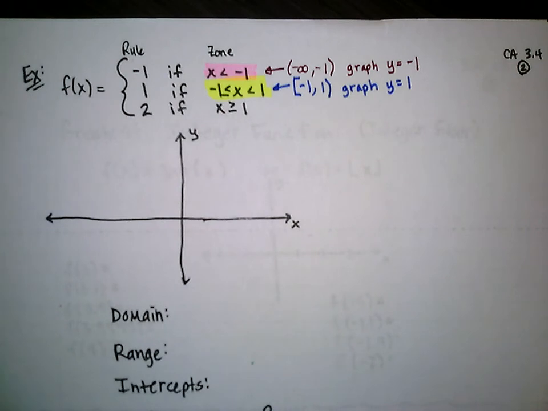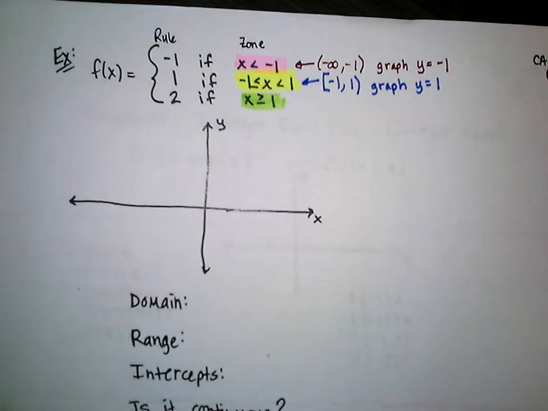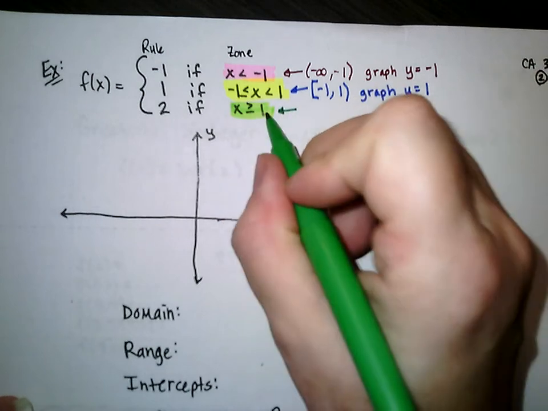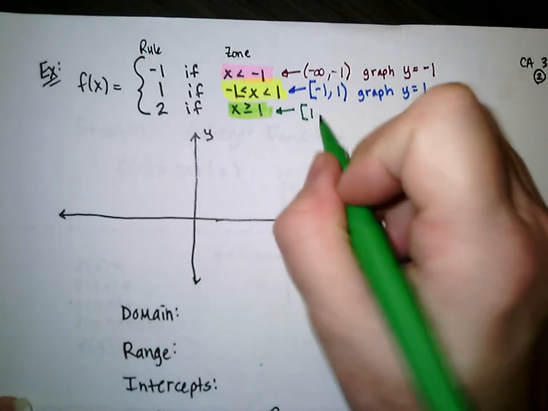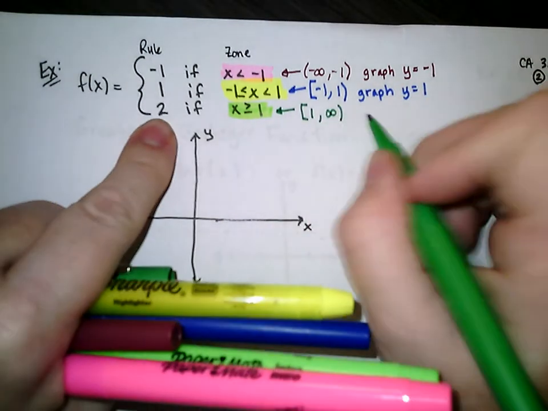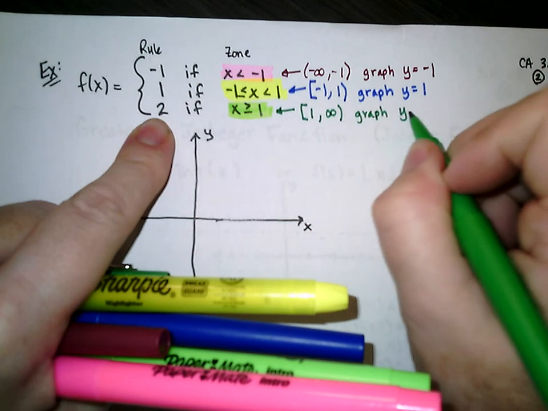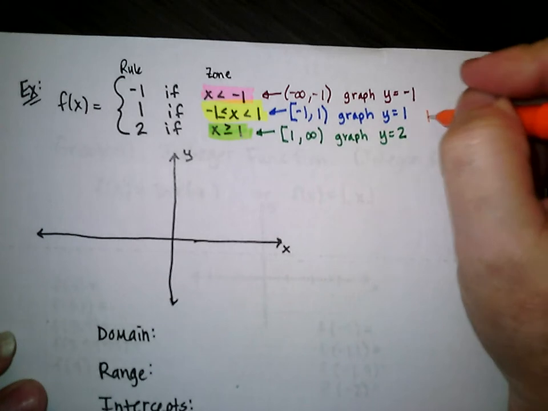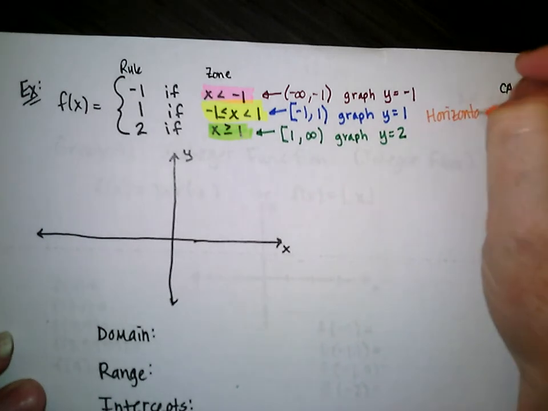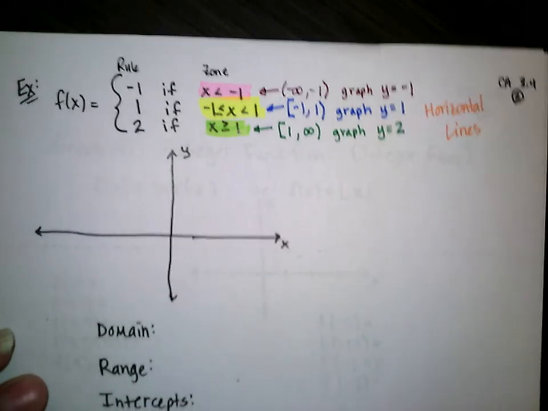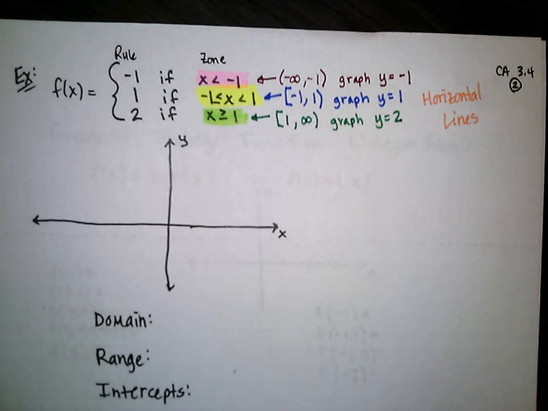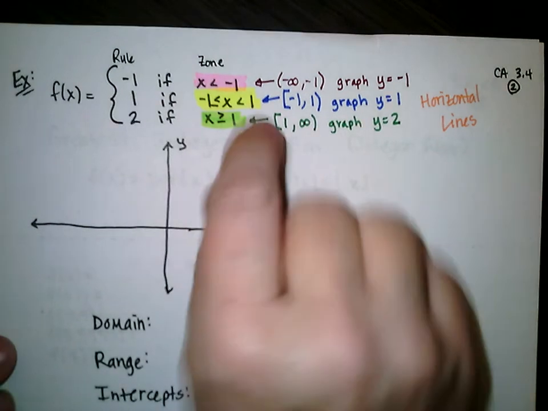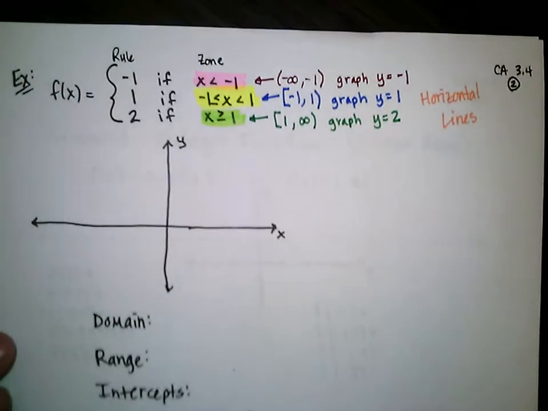And then my third zone here, x is greater than or equal to 1. So that is going to be an interval from 1, which includes 1, to infinity. And I'm going to be graphing y equals 2. So all three of these are actually horizontal lines. And we would want to make sure we pay attention to the open and closed circles on the ends of those lines.